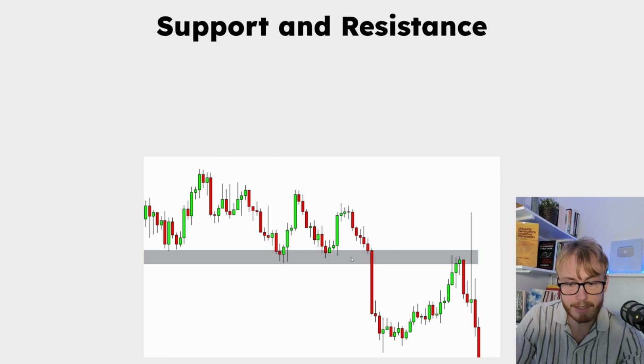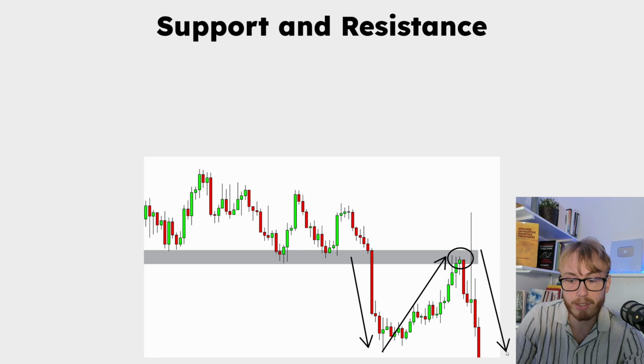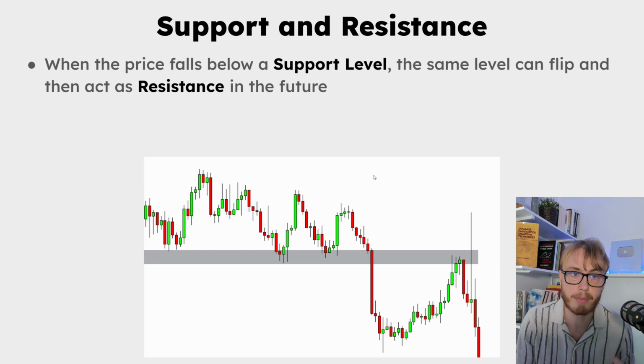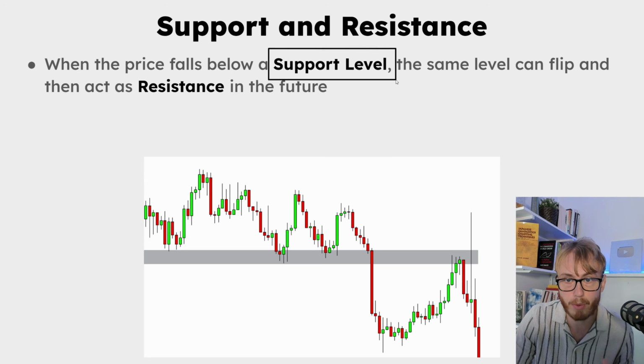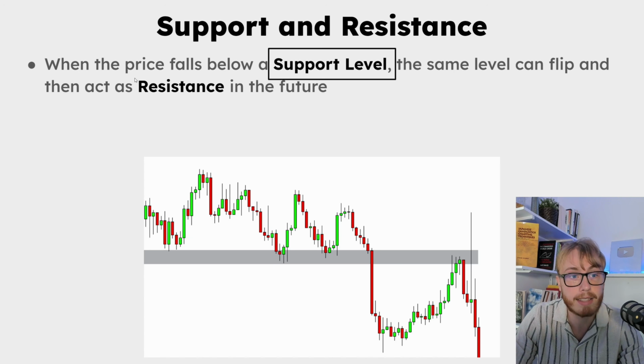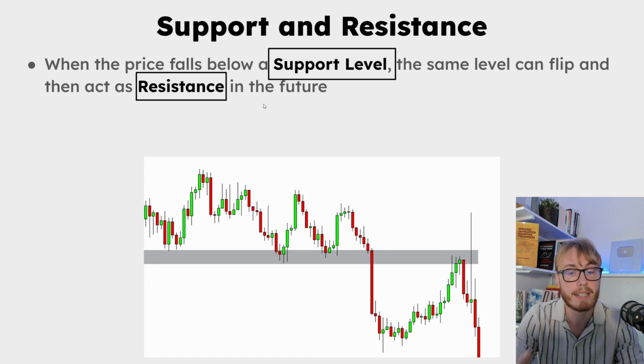But what you can see here is that after the price broke the support, the price eventually came back up to the previous support level. We saw resistance and then the price collapsed to the downside. And this right here is a very important principle. When the price falls below a support level, the same level can later flip and act as resistance in the future. This is exactly what happened in this example.